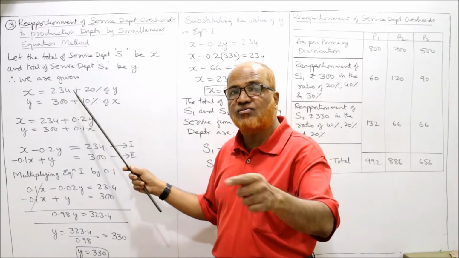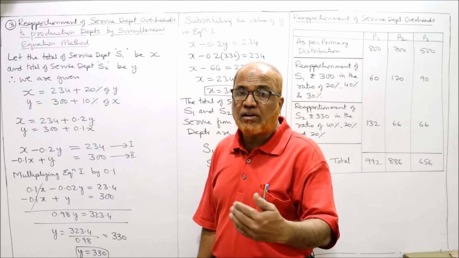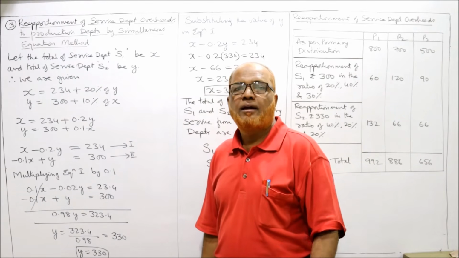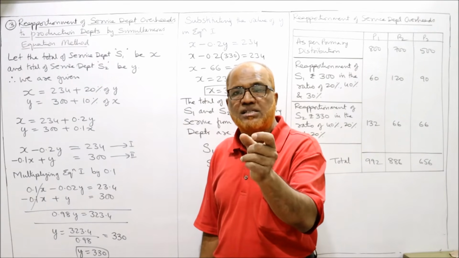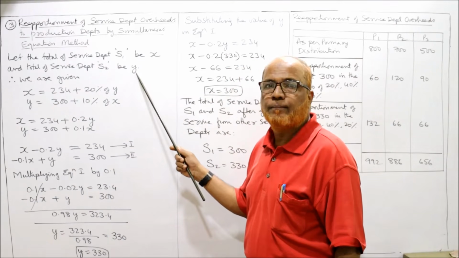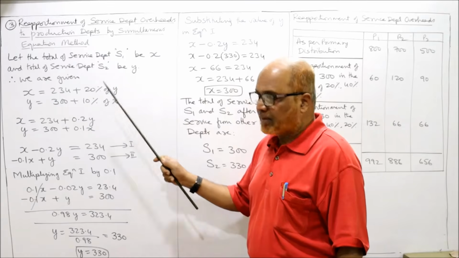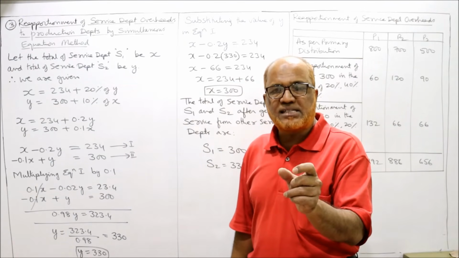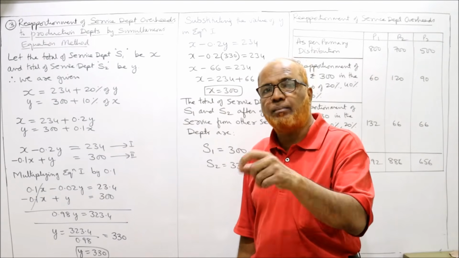Before getting the service from S2. So how much service is it getting from S2, as given in the problem? 10%. 10% service received from S2. What is S2 we have supposed? Y. So 20%. S1 is getting 20% from S2.